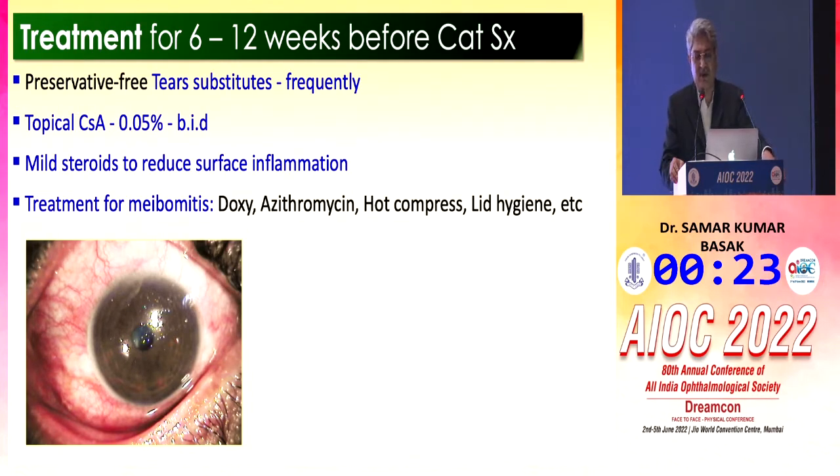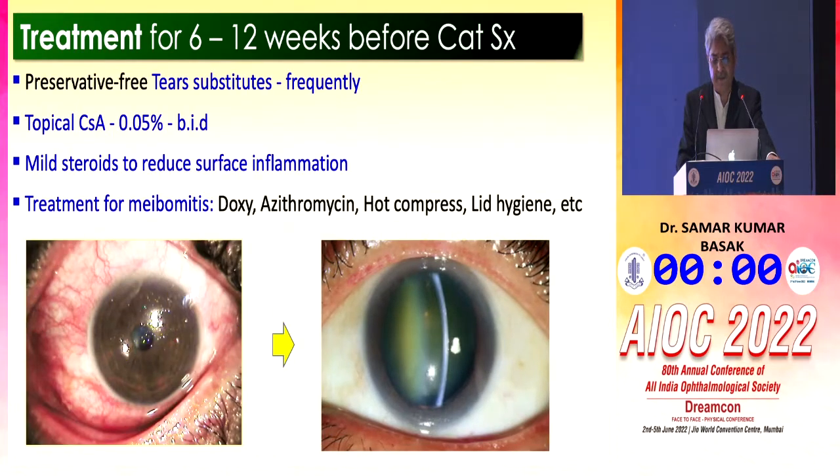Treatment is required for 6 to 12 weeks initially before cataract surgery. If you see any Meibomian gland dysfunction, you give warm compress, sodium bicarbonate, Johnson's baby shampoo, etc. Topical cyclosporin has a role, mild steroids, erythromycin ointment, and you have to give doxy or oral azithromycin, lid hygiene, everything you have to go for.